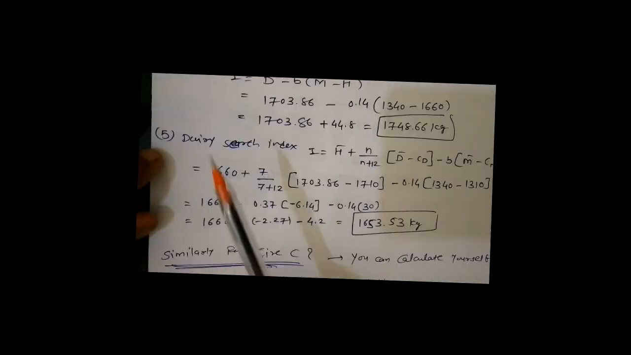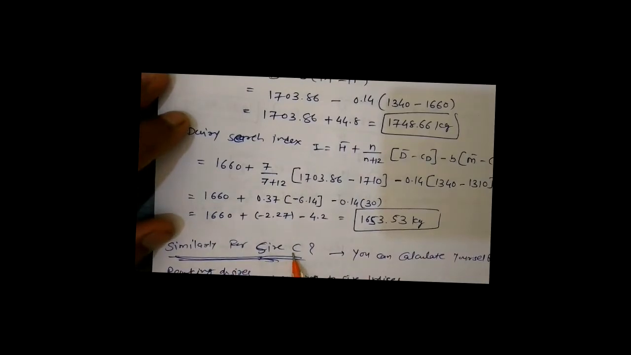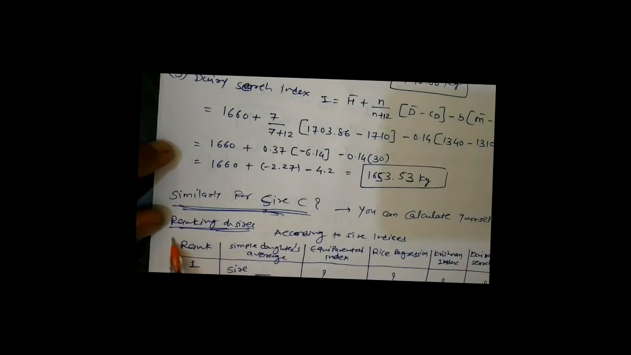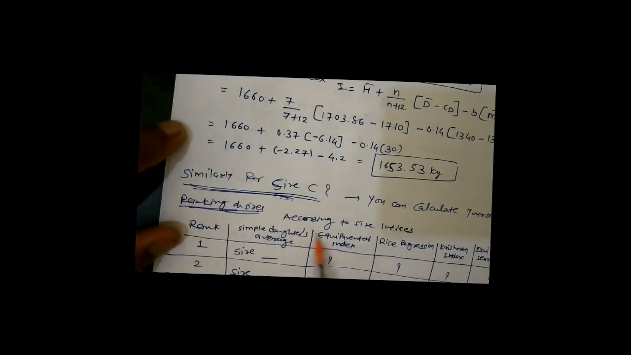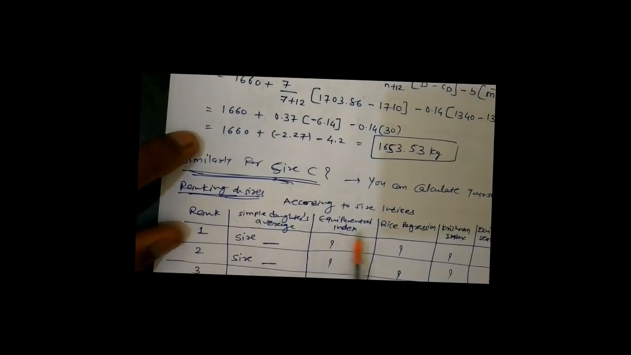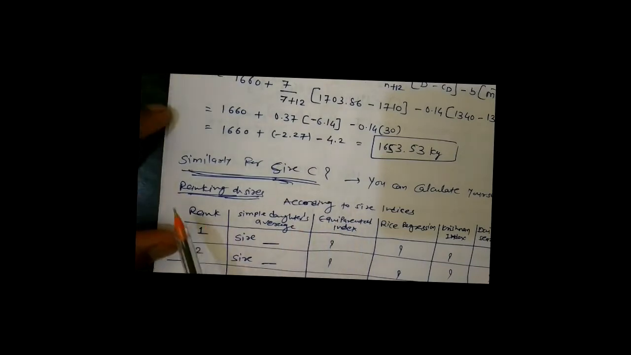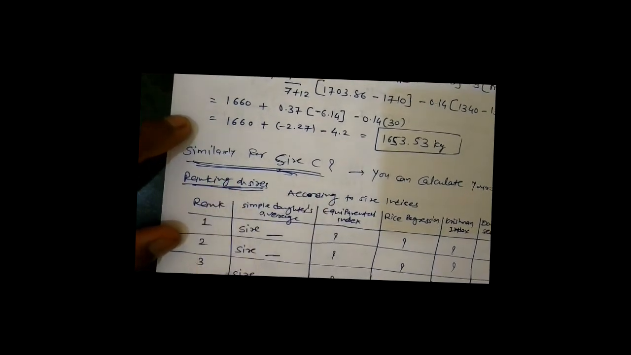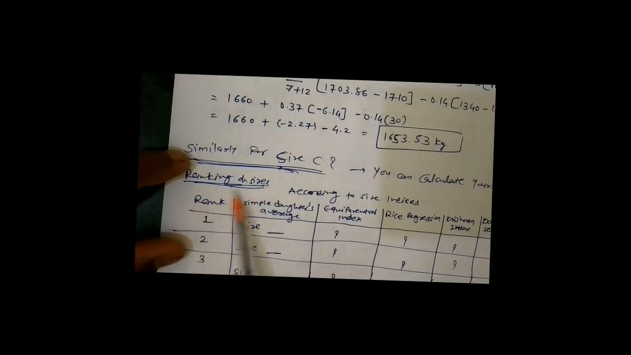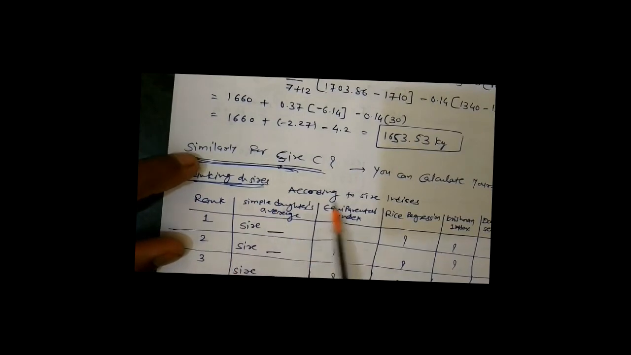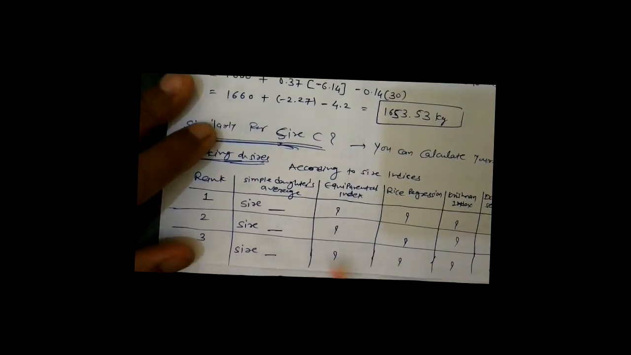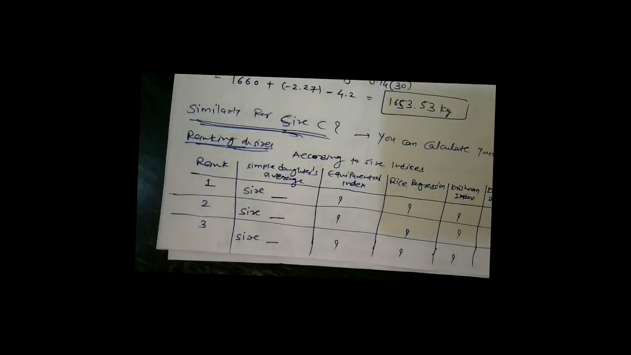Likewise you can find out all 5 index values for sire C, and you can rank the sires according to the index value. So this is your assignment. Find out the index value using all 5 methods for sire C and rank the sires based on the different sire index methods. Give your comments and your conclusion on which sire is best.